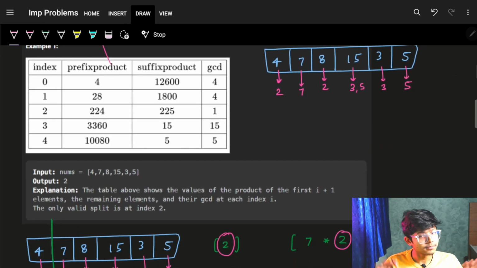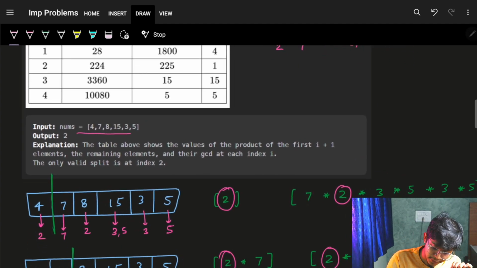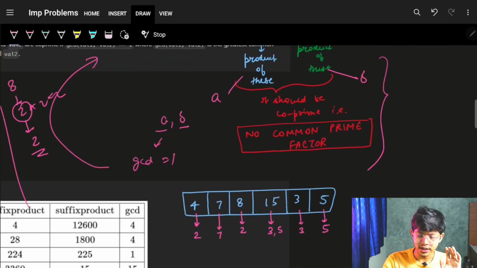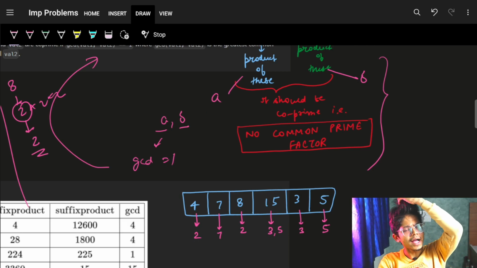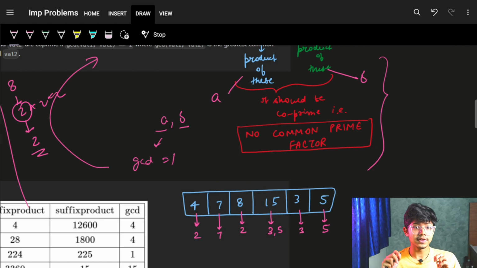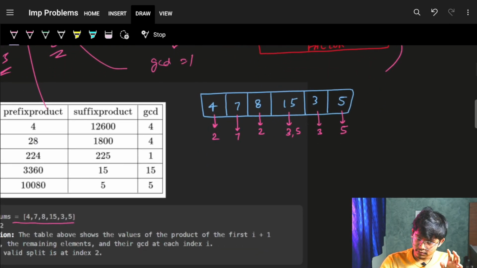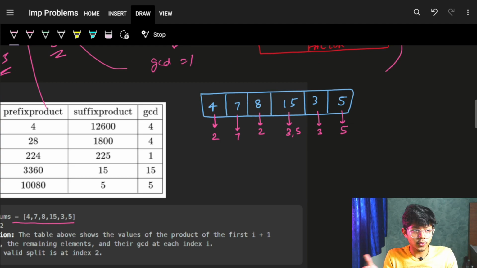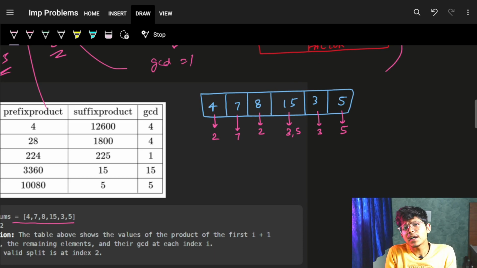Let's quickly see this example. The example was super perfect to understand the entire problem. Let's see example: 4, 7, 8, 15, 3 and 5. As I said, to know whether numbers are coprime or not, I just need to look at only their prime factors, because only the prime factors will help me find out. The question itself is just interested in coprime numbers, and coprime means they don't have a common prime factor.